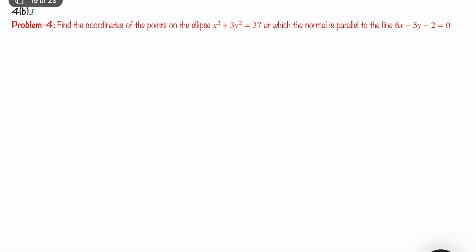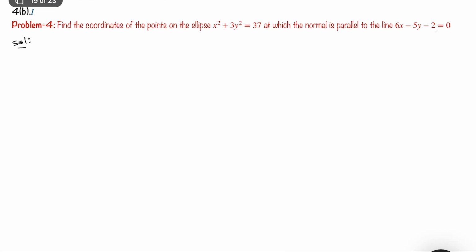Next, problem 4 from section 1 of exercise 4b. Find the coordinates of the points on the ellipse x square plus 3y square equal to 37 at which the normal is parallel to the line 6x minus 5y minus 2 equal to 0. Okay.